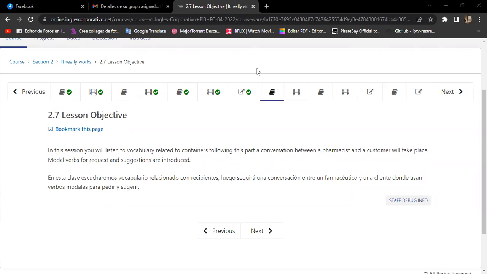Teacher, for example, more or less. Well, no, more or less, you can say in Spanish, más o menos.